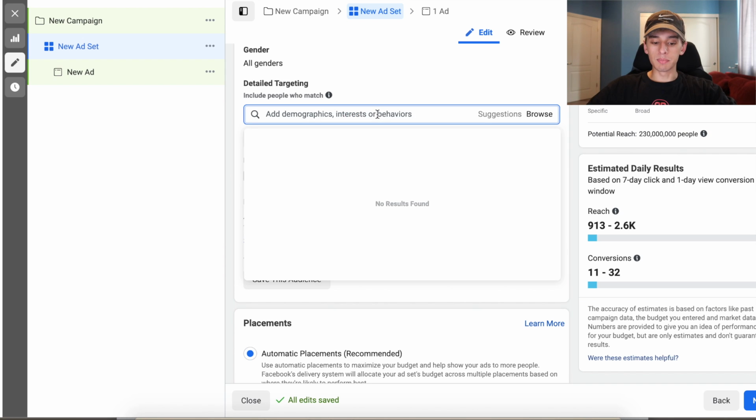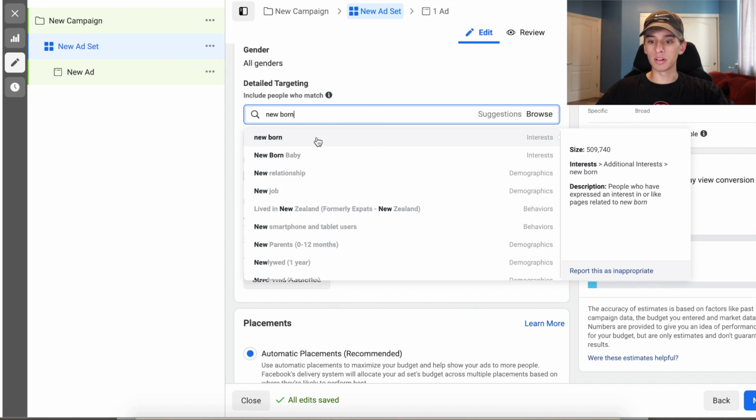For the diaper bag, I'm just going to type in newborn and see if anything comes up. So yeah, newborn, newborn baby. These are both smaller sizes, so I don't know if I mentioned this, but I like to have 5 million plus audience size, and the reason being I like to have an audience that I can potentially scale with.